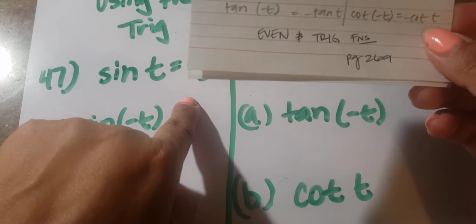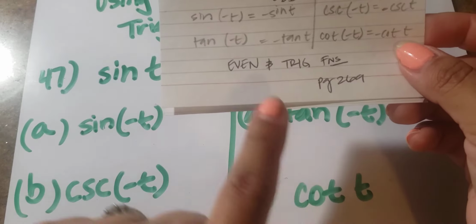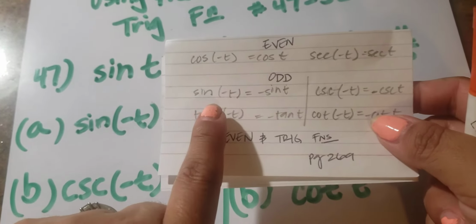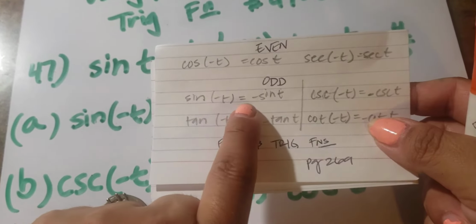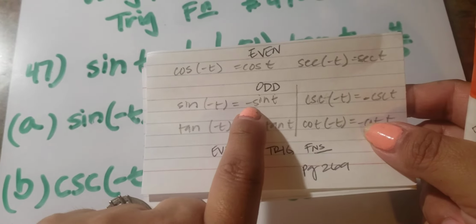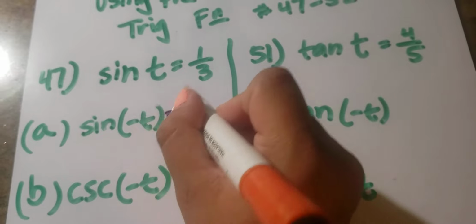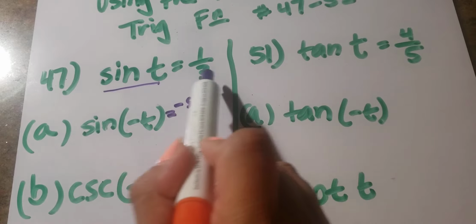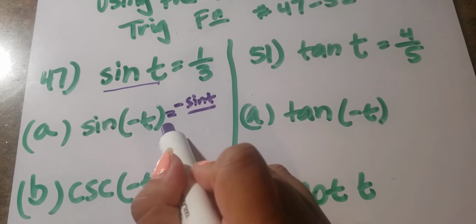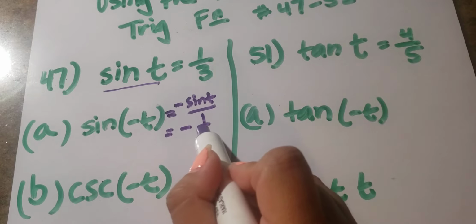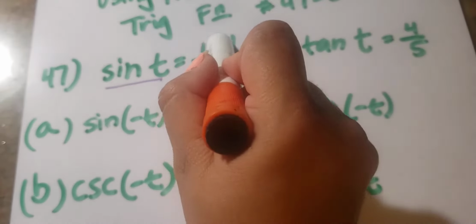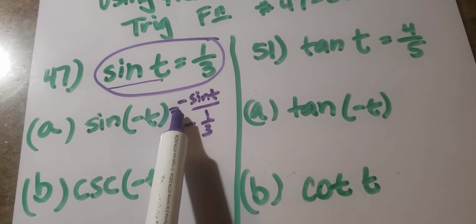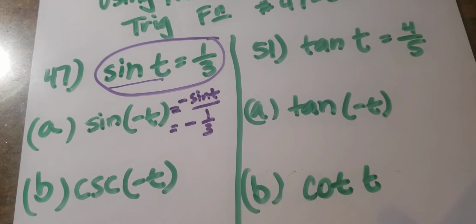and according to the chart here, sine of negative t is the same thing as negative sine t. So I'm just going to write this, negative sine t. Okay. Well, we know that sine of t is 1/3. So this is 1/3. So technically our answer should be negative 1/3. Okay. This is what's given, and I can just substitute. Sine of t is 1/3, and of course negative. These two are equivalent, okay? It's as simple as that.